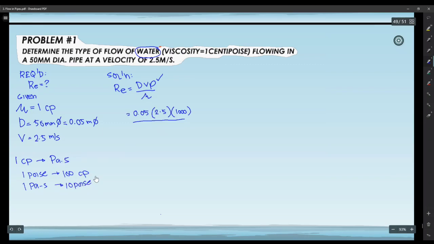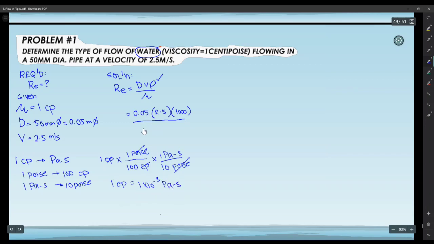So ibig sabihin, yung 1 centipoise natin is equivalent lang saan? Unahin natin ito. We have in 1 poise, there is 100 centipoise. And in 1 Pascal second, there is an equivalent of 10 poise. So cancel this one. In terms of Pascal second, yung 1 centipoise natin is equivalent lang saan? So 1 divided by 1,000, that is 1 times 10 to the negative 3 Pascal seconds.